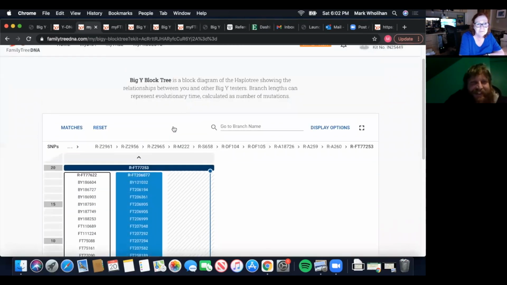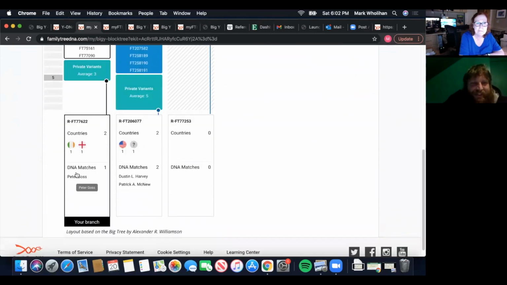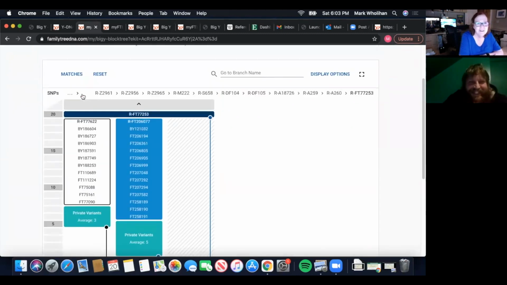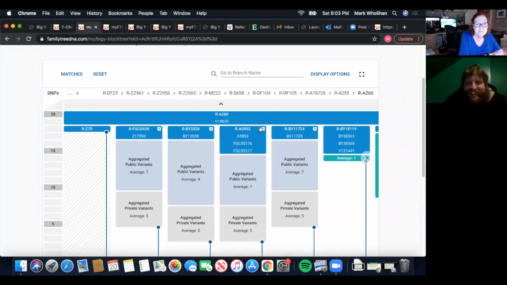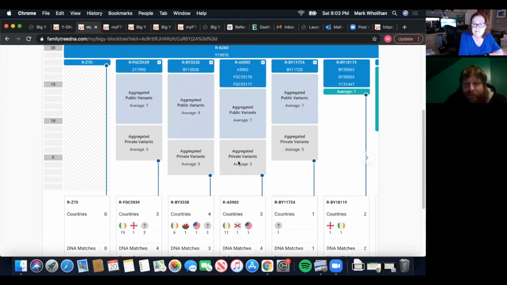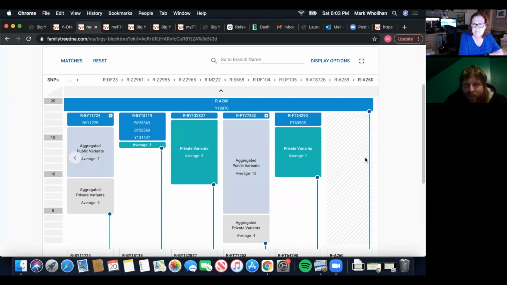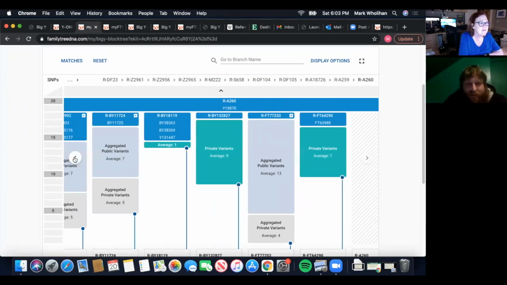Okay, so this is Kenneth, and one of his close matches is saying Ireland, and the other one is saying England. Well, that figures, doesn't it? Nobody said it would be easy. So DF105, A1260. This is kind of a rare branch. That's interesting. I guess I can't really say that it's Ireland. It could be either.